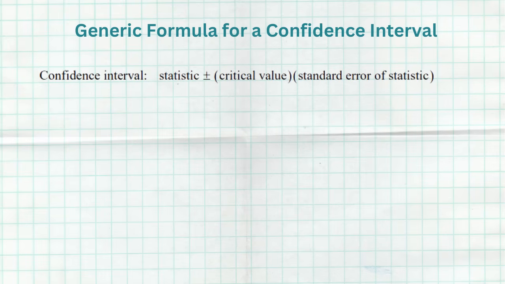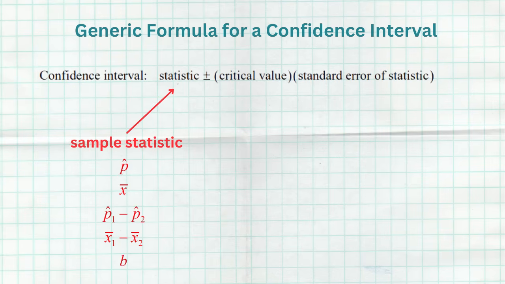The most generic formula for a confidence interval looks like this. It starts off with a sample statistic. That could be a p-hat, that could be an x-bar, a sample mean. That could be the difference between two sample proportions or the difference between two sample means. That could even be a sample slope b as well. Then we're going to add and we're going to subtract the margin of error.